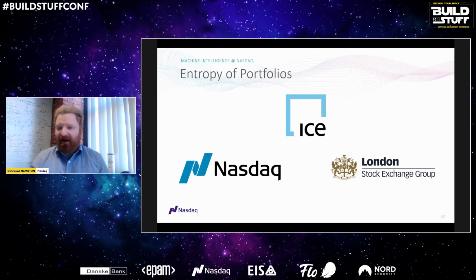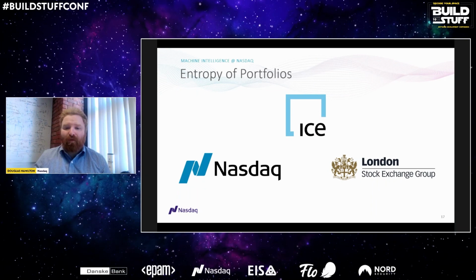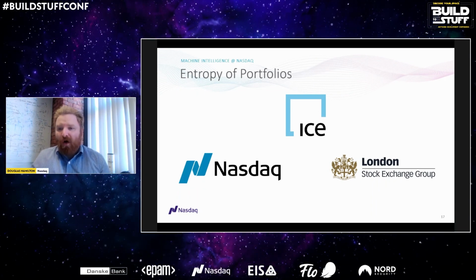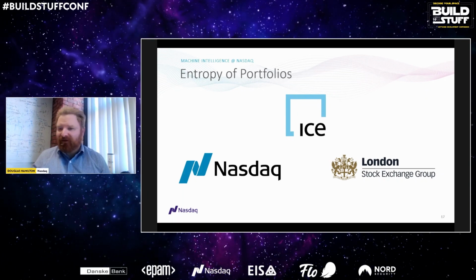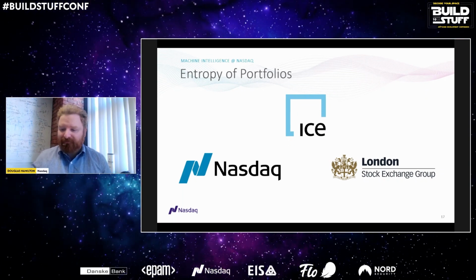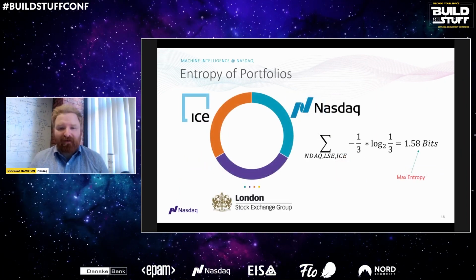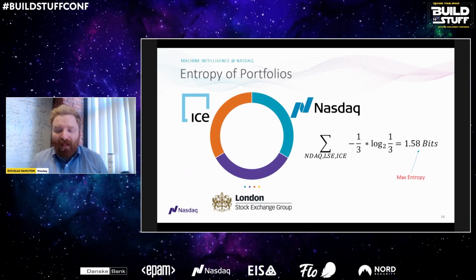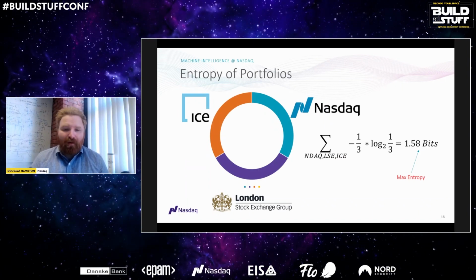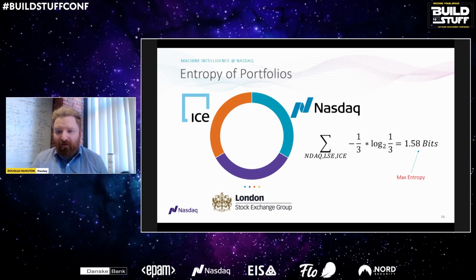Should I buy more NASDAQ than ICE? Well, I would say yes, but I might be biased. Should I buy more ICE than LSE? Well, maybe, maybe not. How should I mix these together in a sensible way to maximize my potential returns? And this is where entropy comes in handy. It turns out that if we know nothing about the world, then we want to have a portfolio that reflects the fact that we know nothing about the world.